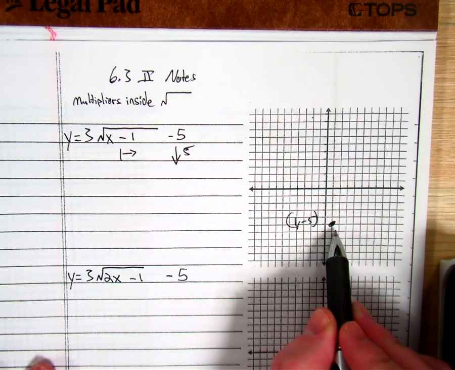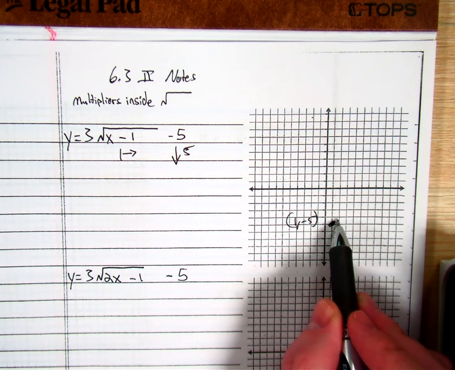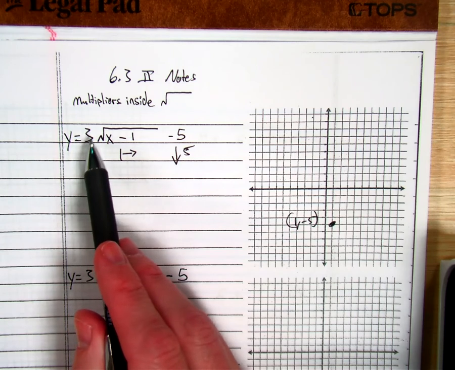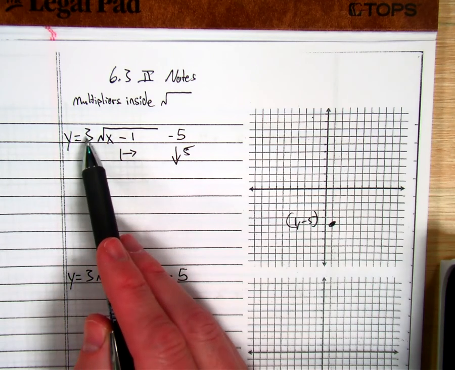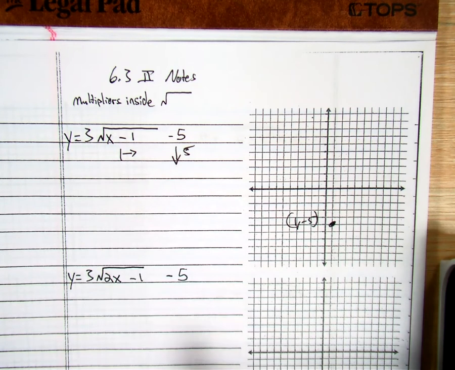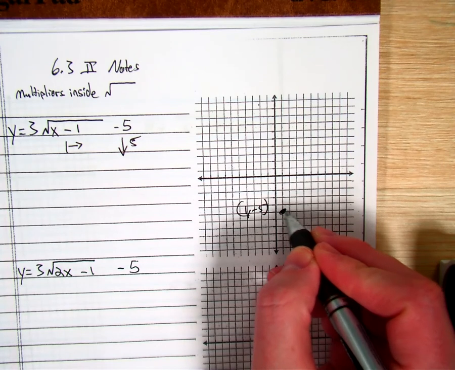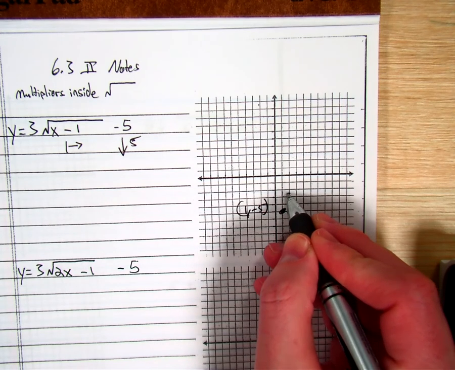Now, normally, our nice points are over 1, up 1, because the square root of 1 is 1. So we go over 1, we go up 1. But we have a 3 times multiplier on the outside, and outside multipliers affect the y. So if we go over 1, up 1, but it's times 3, we're going to go up 3. 1, 2, 3.